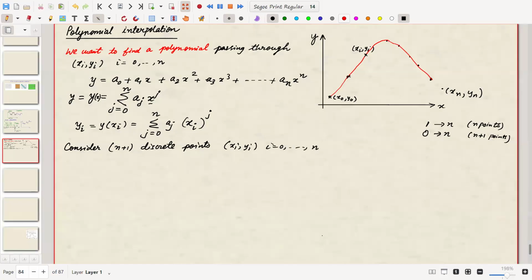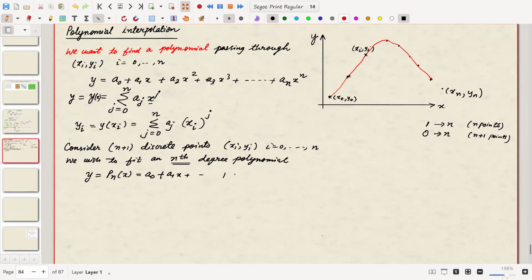Fine. And what do we want to do? What is our wish? We wish to fit an nth degree polynomial, that is y equals say some Pn(x). That is this which I had just written: a0 plus a1 x, and so on till an x to the power n, which passes through all these points.